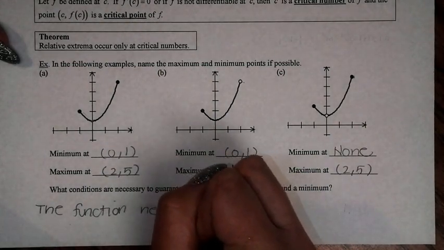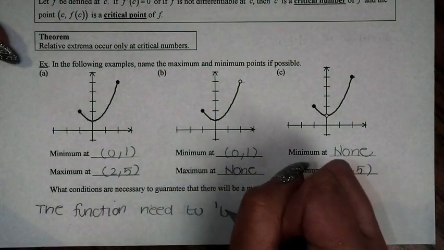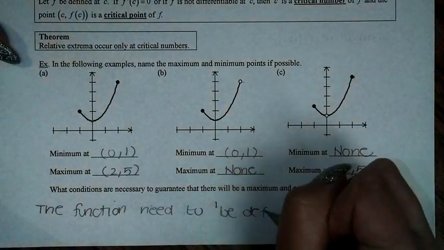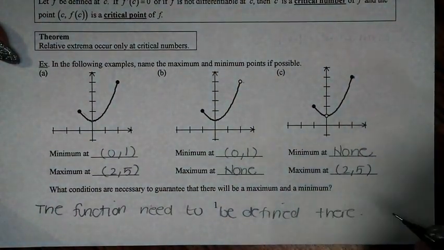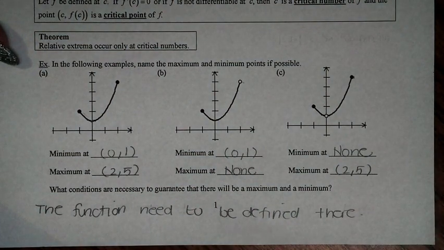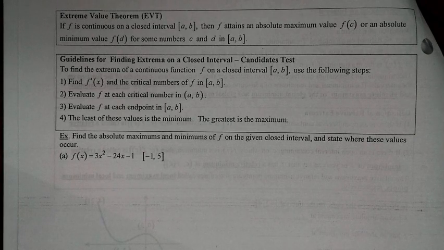Needs to be defined there. Otherwise, if you don't have a function, can you find a max or min? Absolutely not, okay? So the extreme value theorem tells you that if f is continuous on a closed interval [a, b], then f attains an absolute maximum value f(c) or an absolute minimum value f(d) for some numbers c and d inside the interval [a, b].